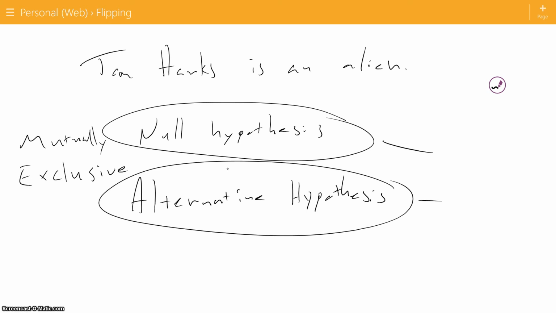The null hypothesis is frequently called H naught. Okay, this is not H-O, this is H naught. That's actually a little zero down there.